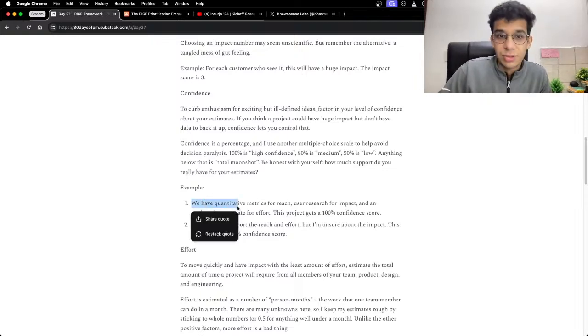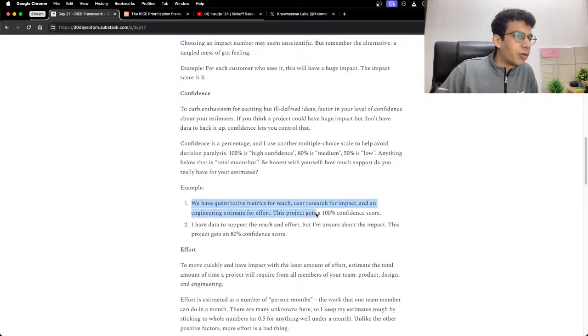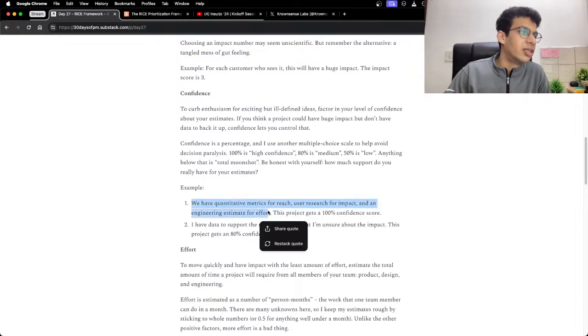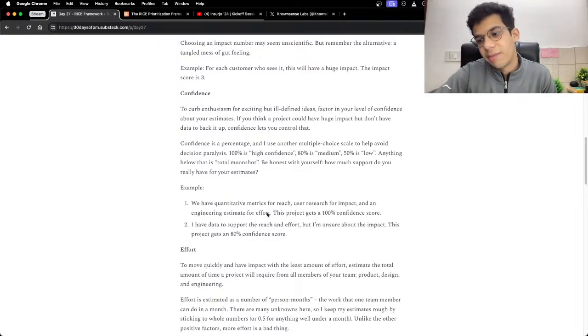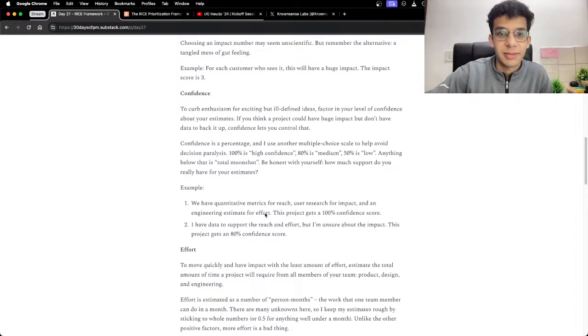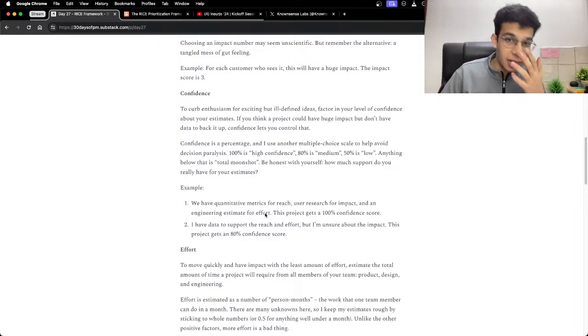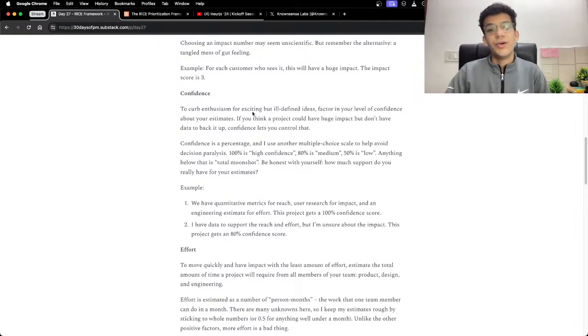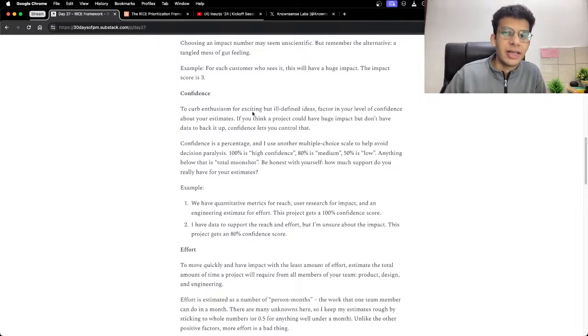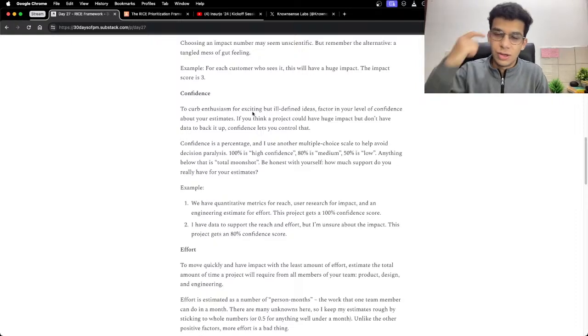So examples of how to look at confidence, right? We have quantitative metrics for reach, user engagement for impact, and engineering estimates for effort. So for example, delivering this feature, you know that this metric will move and will increase. So you probably have 100% confidence in the feature and the enhancement's ability to provide a resolution to the customer's problem, and essentially enhance their experience within the platform, right? So these are areas on how you can define the amount of confidence you have in the delivery or the feature itself, and then score accordingly, which will eventually be divided by the amount of effort required for the whole thing to be delivered, right?